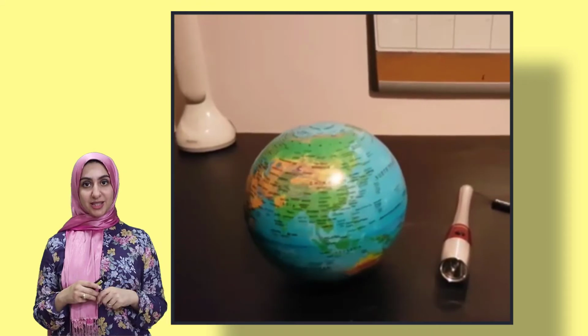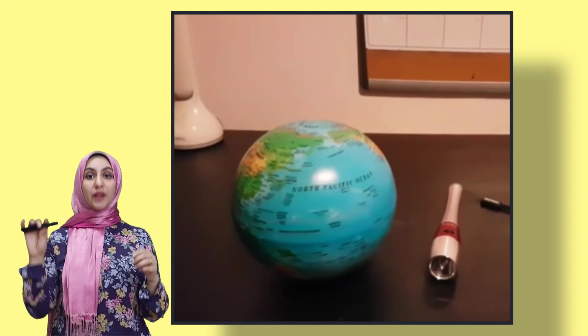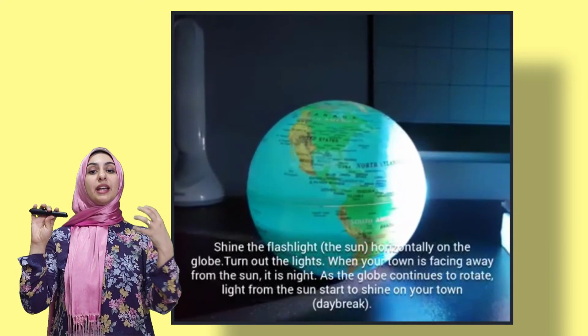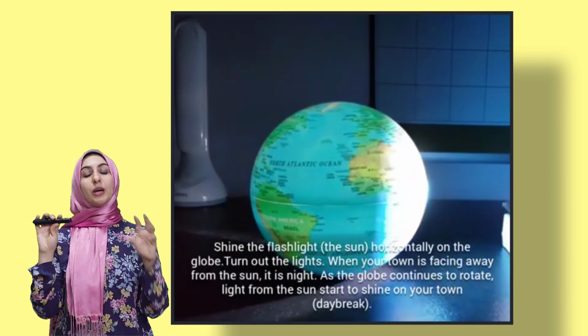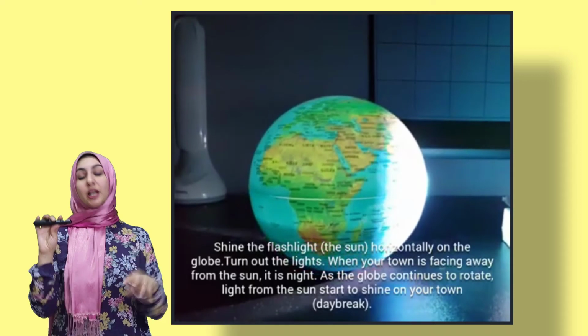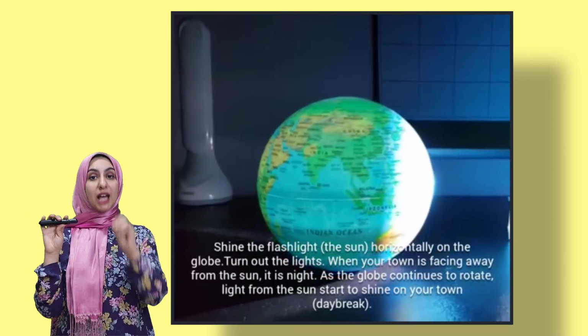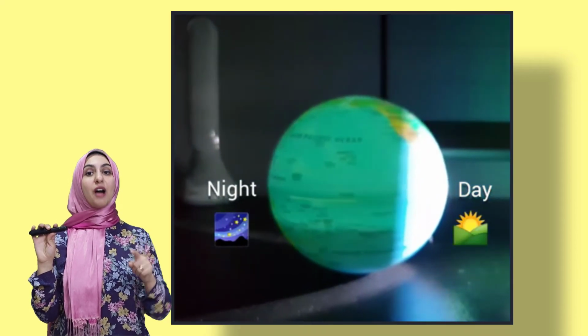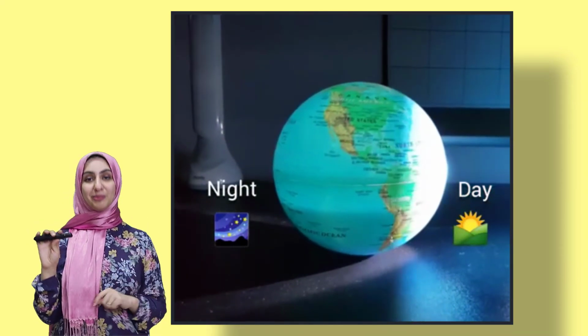Turn on the lights. When your town is facing the sunlight, this means your town has daytime. And because the Earth is rotating, there is a time where your town is not facing the light. And at this time, it will have darkness or nighttime.